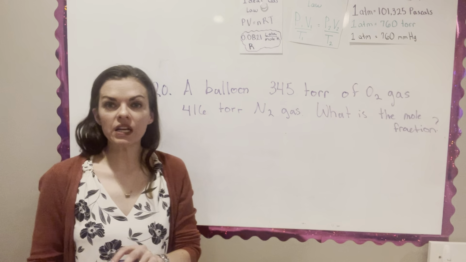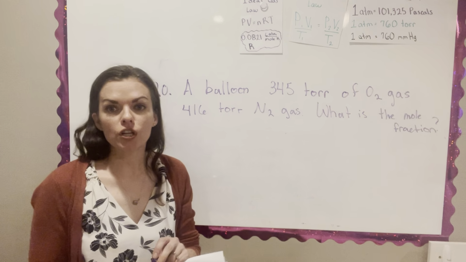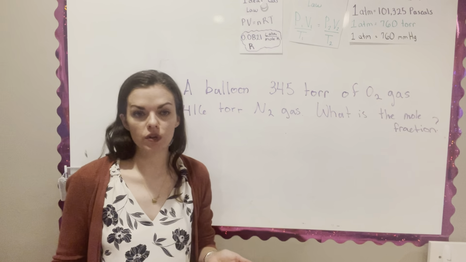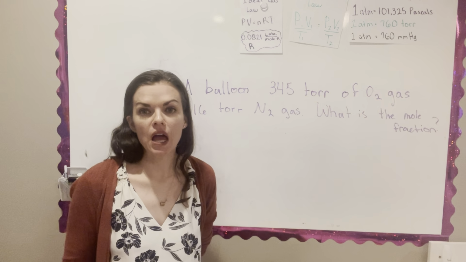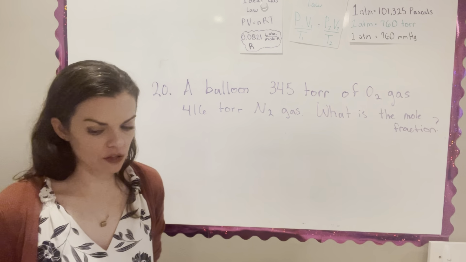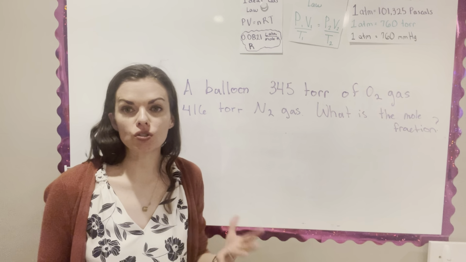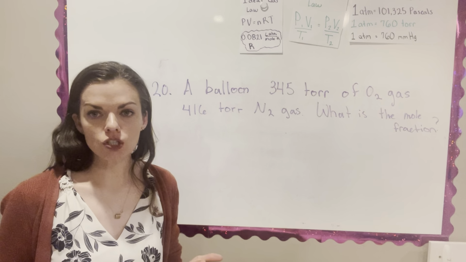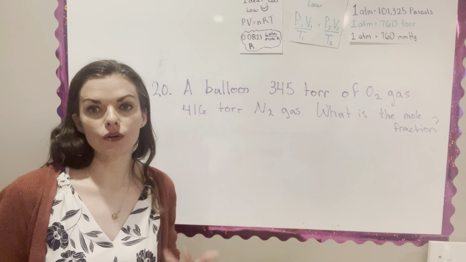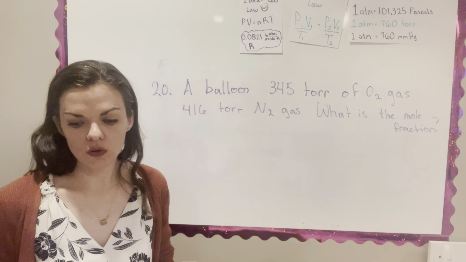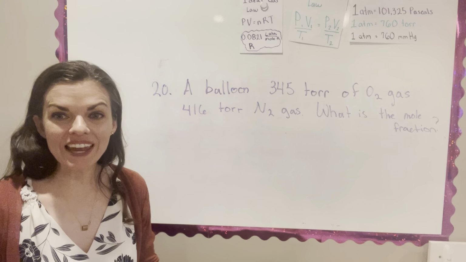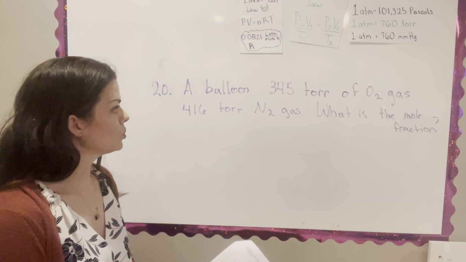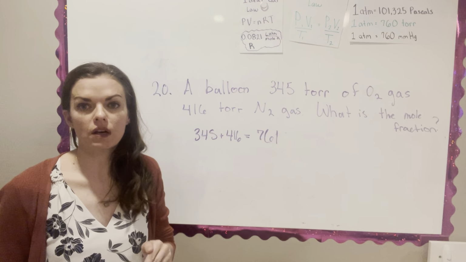Question number 20 is a partial pressures question, and we're going to use Dalton's law of partial pressures. The question tells you that a balloon is filled with 345 torr of oxygen gas and 416 torr of nitrogen gas, and it asks you to calculate the mole fraction of each gas. Before you can figure out the fraction of the gas, you need to figure out the total pressure in the balloon. You do that by adding all the parts together. So you add 345 to 416 and get a total pressure of 761 torr.